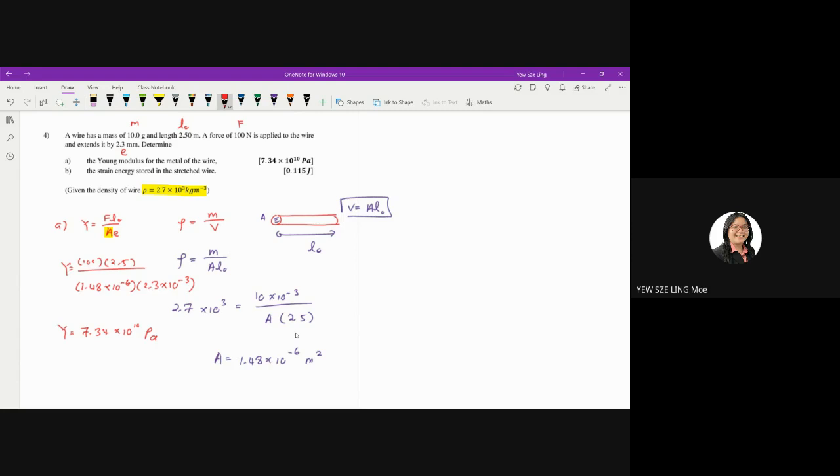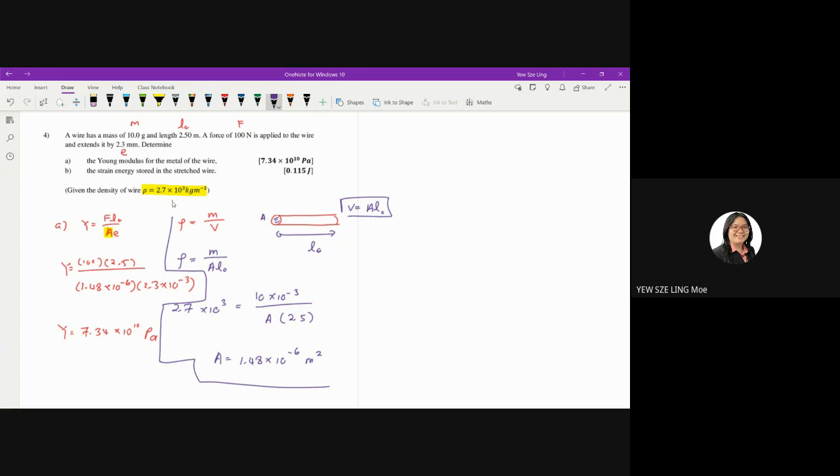All right, so that is how you solve question A. The crucial part is how to determine the value of the cross-sectional area if you are given density. So this is how you solve it.